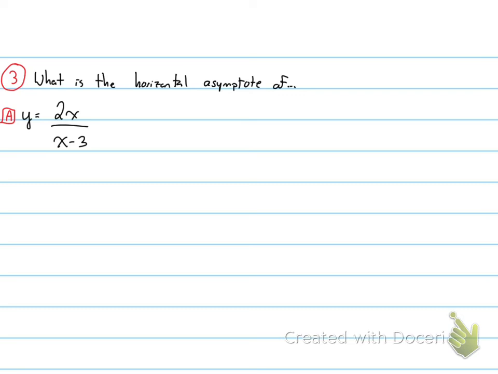So let's look at some examples here of how to find horizontal asymptotes. Here I have y equals 2x over x minus 3. In this example, my degree of the numerator and denominator are the same. They're both 1. So what I'm going to do is compare the highest degree coefficient of the top and bottom. In this case, it would be 2 and 1. So my horizontal asymptote is y equals 2 over 1, or just 2.